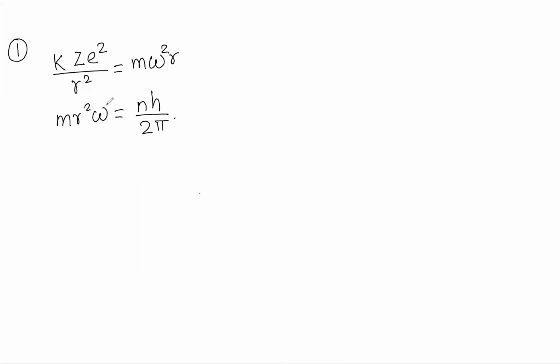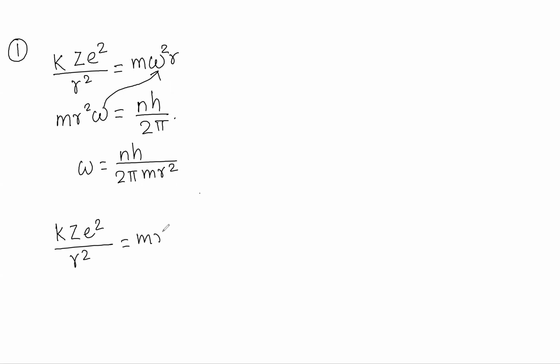Our plan is to take omega from one of these equations, from the lower equation, and to substitute it into the upper one. Okay, so omega is equal to nh divided by 2 pi m r square. Now you take omega from this equation and you put it into that one. So you'll get k z e square divided by r square into mr into n square h square divided by 4 pi square, okay, m square r to the power 4. So r square, r and r to the power 4, they basically cancel out to give you r.